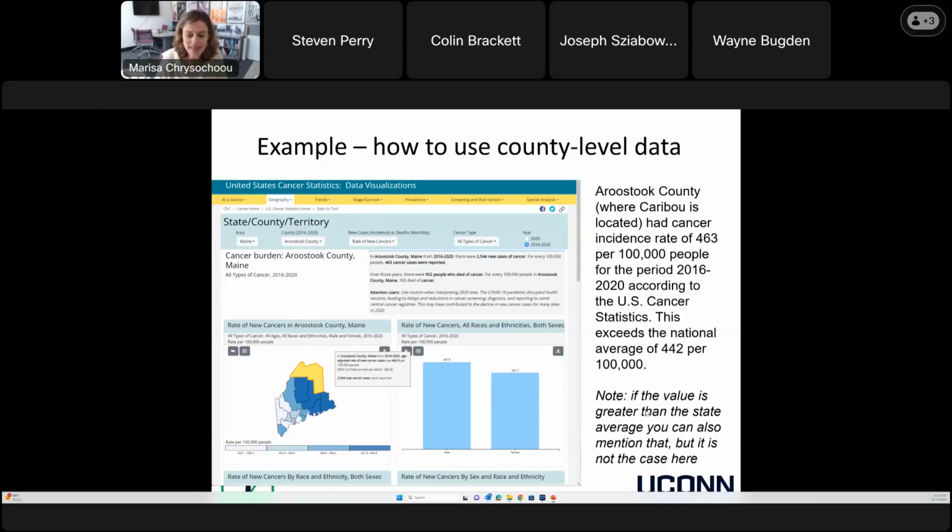So it doesn't matter here that the value is less than the state average. It is still higher than the national average, so you can use it to put it in your grant. The weakness here is that obviously your target area is not the whole county. Your target area is a lot smaller than that. But if you don't have anything else that you can use, using county data is kind of like an alternative approach. Honestly, I don't have a great sense of how reviewers are going to give you points for that or not.